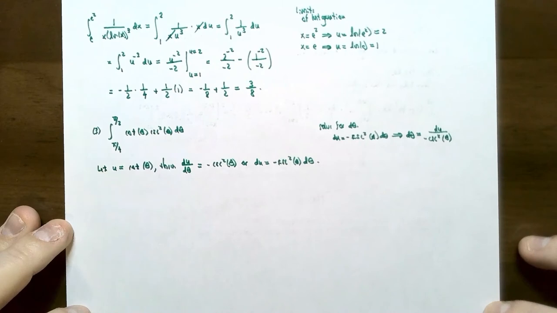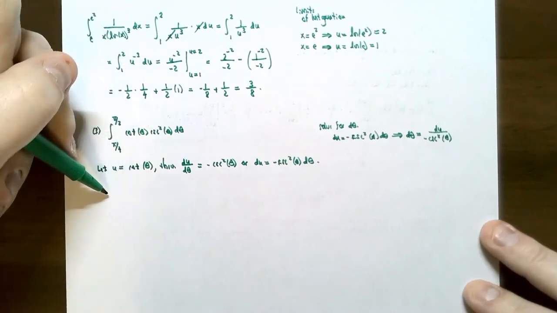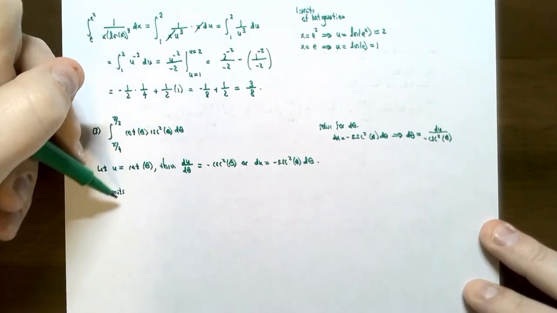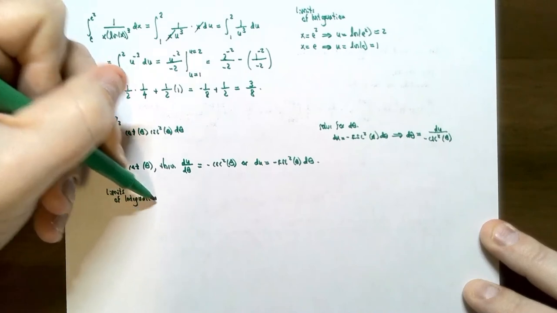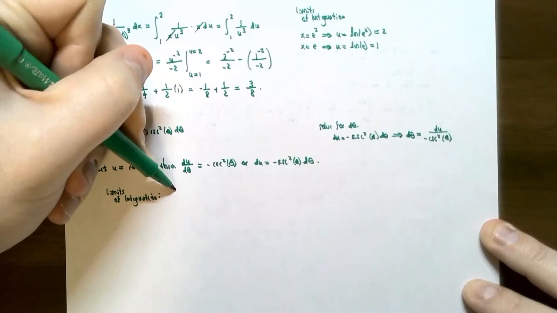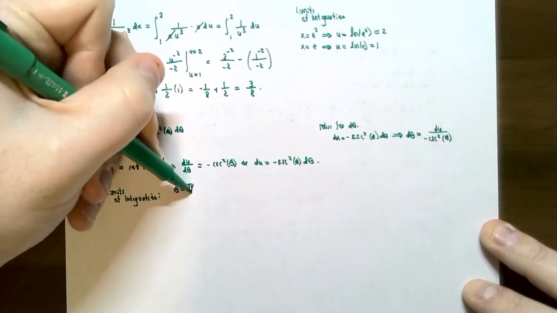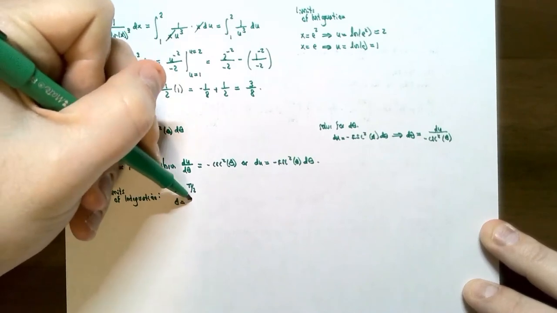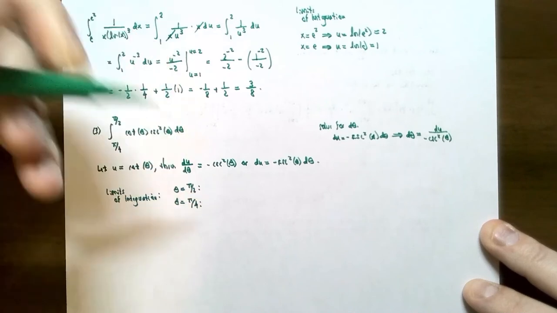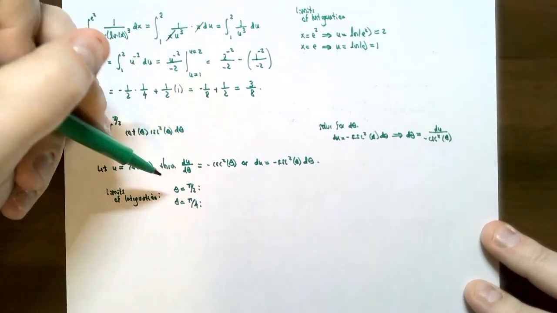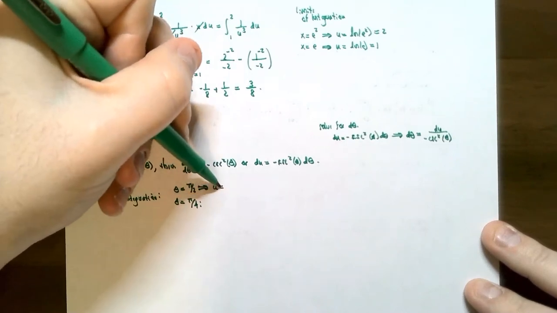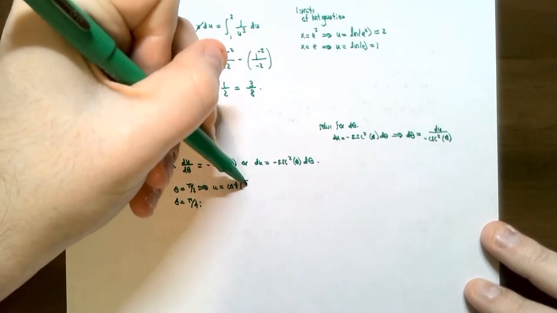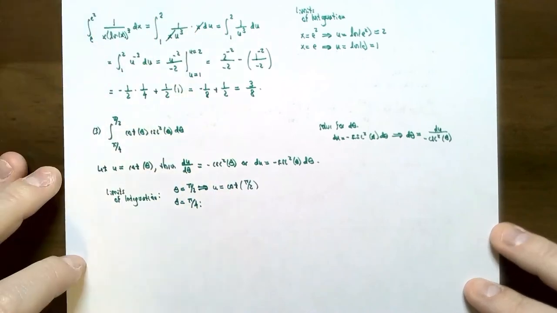Okay, so now let's find out the limits of integration. How do they change as well? So we had theta equals pi divided by 2, and theta equals pi divided by 4. So grab your unit circles if you have to, because we are going to use u equals cotangent of theta. u equals cotangent of pi divided by 2. So this is 1 divided by tangent of pi over 2.